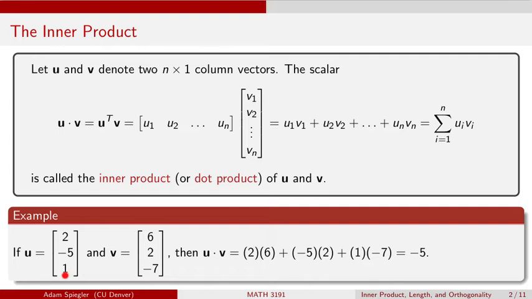And then we add to that the product of the third entries. That would be the final entry in this case of 1 times minus 7. And then we add up all of these products. And in this case, that results in the value minus 5. So for dot product and inner product, we get a scalar, and that scalar could be positive, that scalar could be negative, that scalar could be 0.